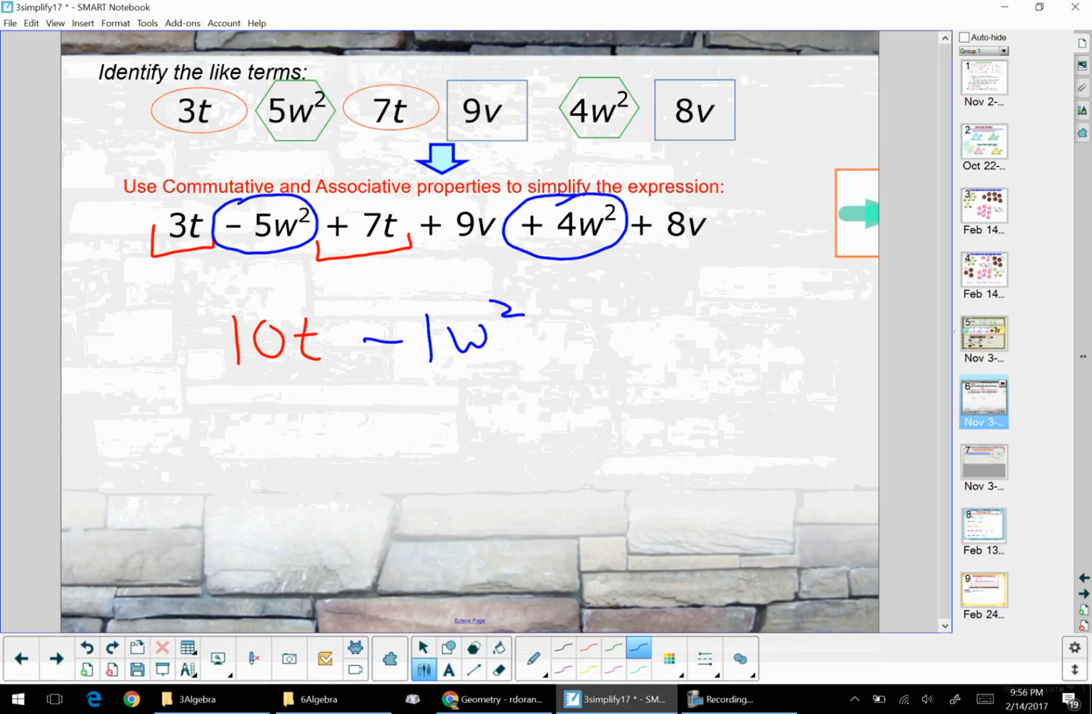And of course, we have one more like term in here. I've got a positive 9v and a positive 8v, which gives me a positive 17v. That, my friends, is a nice simplified algebraic expression.